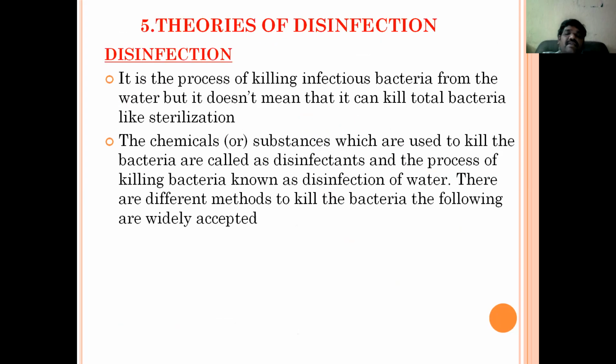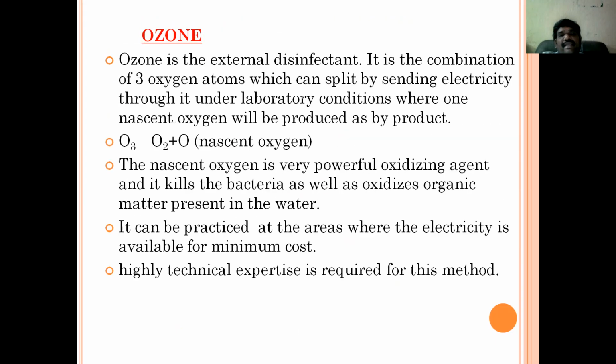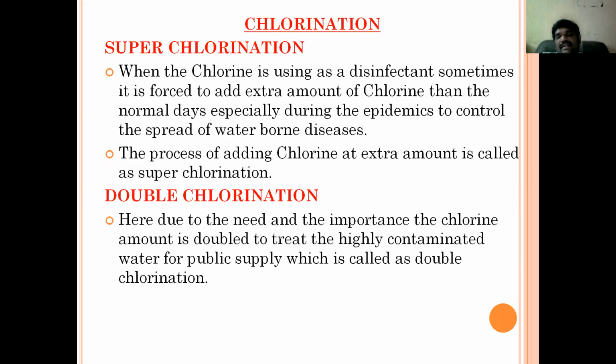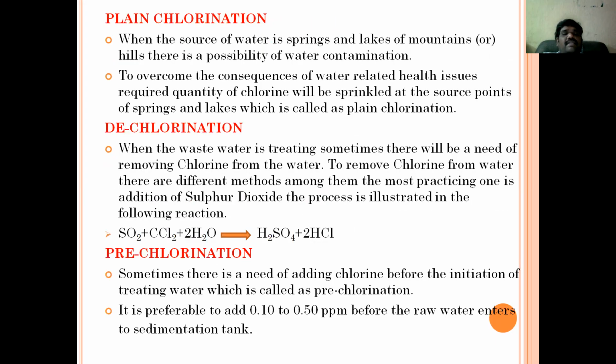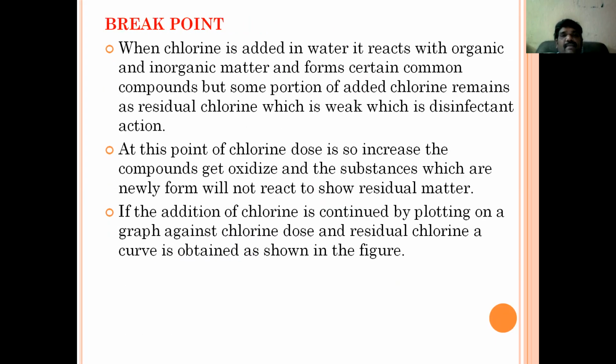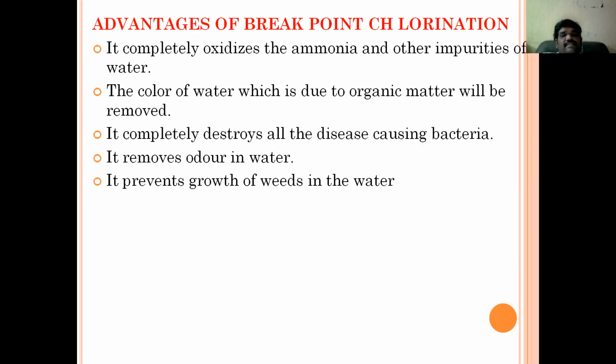After that, we entered into the fifth unit: theories of disinfection. Boiling of water, ozone, ultraviolet, iodine and bromine, potassium permanganate, excess lime, we discussed more elaborately. And chlorination is also one of the disinfectant methods. Here we discussed more elaborately about chlorination: superchlorination, double chlorination, plain chlorination, dechlorination, pre-chlorination, post-chlorination, chlorine demand, breakpoint of chlorination, advantage of breakpoint of chlorination.